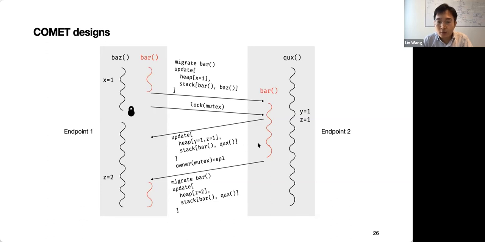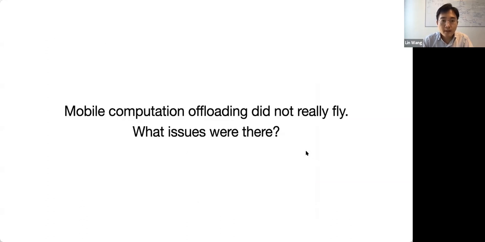And of course, in the meantime, we have another thread executing on the server, which modifies some of the variables. And then we also update this state to the mobile phone, endpoint one, and so on and so forth. So the idea is really straightforward, but at the end, what we can achieve is seamless offloading of threads to the server in multi-threaded mobile applications. So that is quite cool, right?